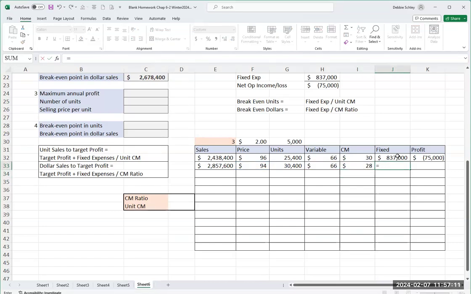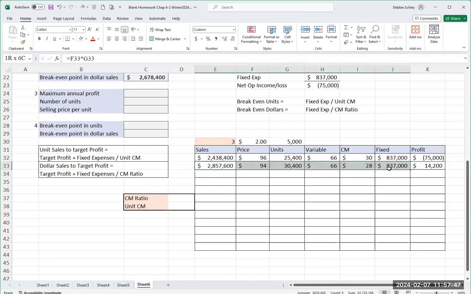Now, fixed expense, that stays fixed the whole way down. So I'm going to anchor that one. And then the profit will be, if I remember this right, equals, open parentheses, the number of units times the contribution margin per unit, close parentheses, minus the fixed expense. There's my profit.